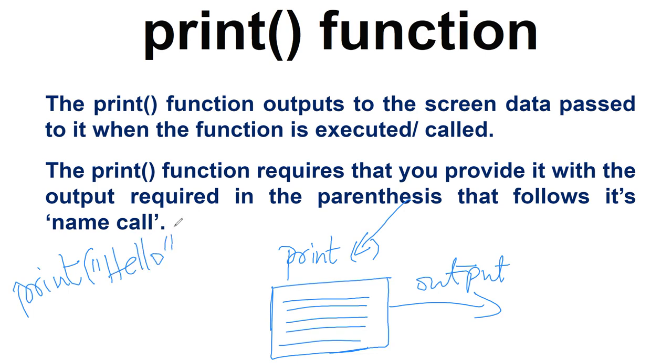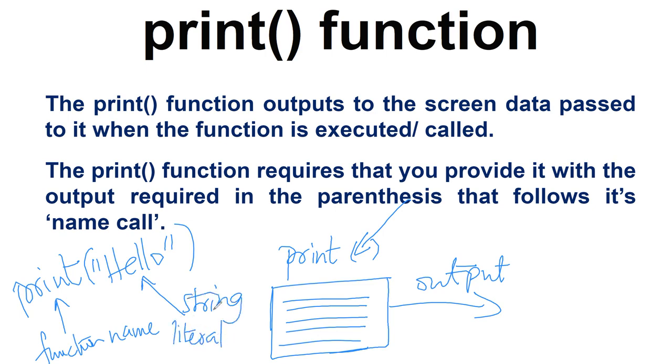In this case, hello. So here we have the function name, which is the print function which we're calling, and we have the parentheses and a string literal output. A string literal refers to a sequence of characters enclosed in quotes. So here we have a string literal output being passed as an output to the screen by the function print.